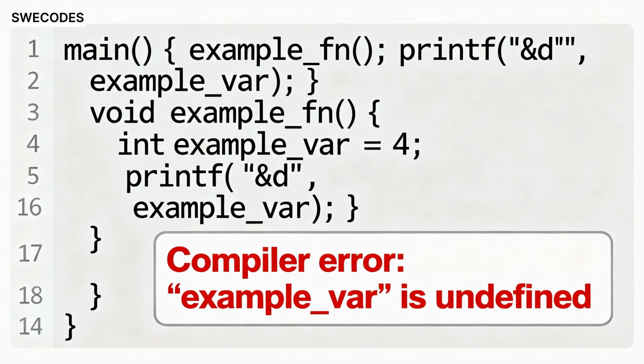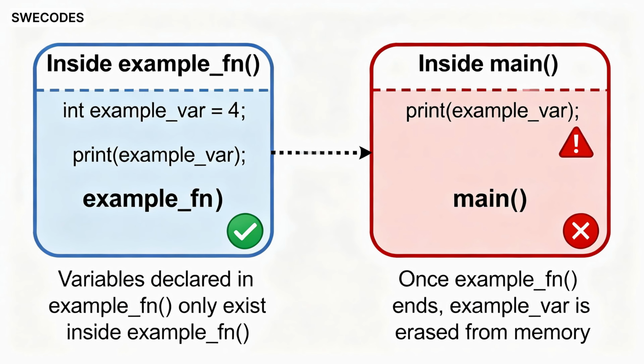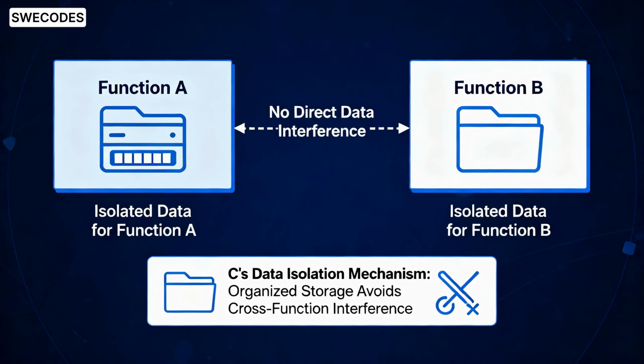Inside example_fn, everything works perfectly. You declare example_var, assign it a value of 4, print it, no problem. But the moment main tries to print the same variable, the compiler stops you. Why? Because example_var doesn't exist in main. It only lives inside example_fn. Once that function ends, its variables are gone, erased from memory. This is C's way of keeping your data organized and isolated, avoiding unexpected interference between functions.